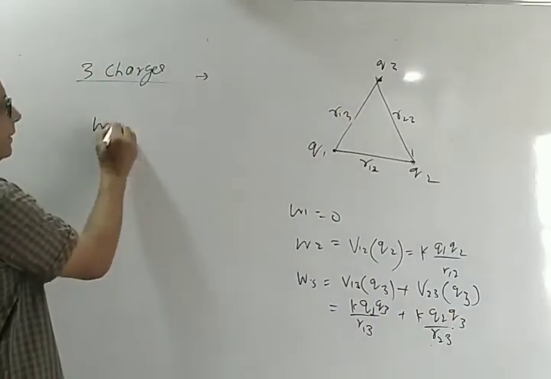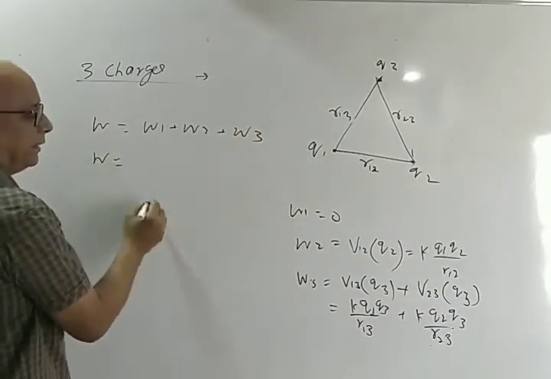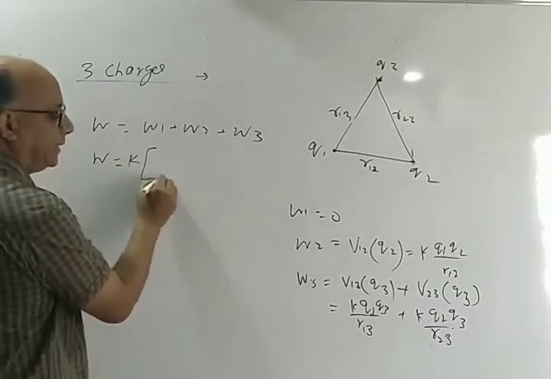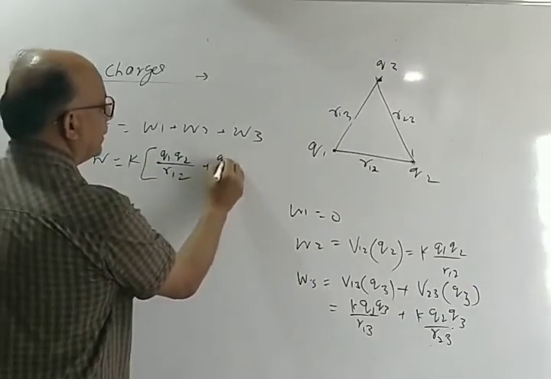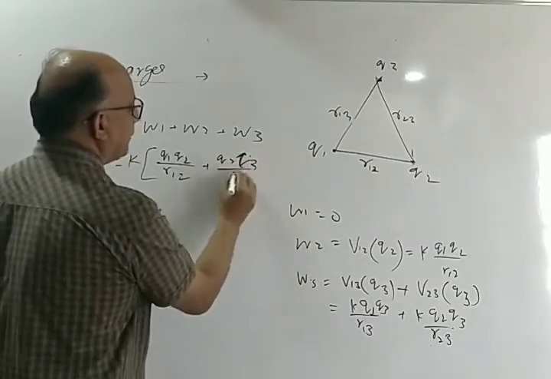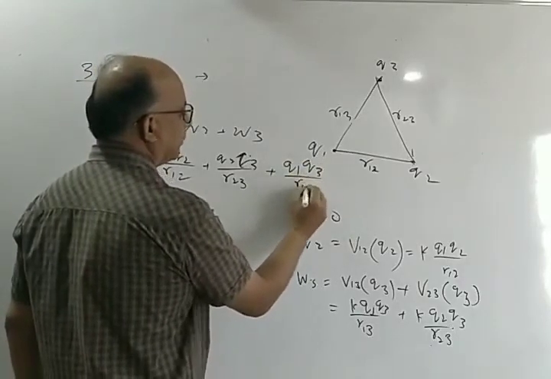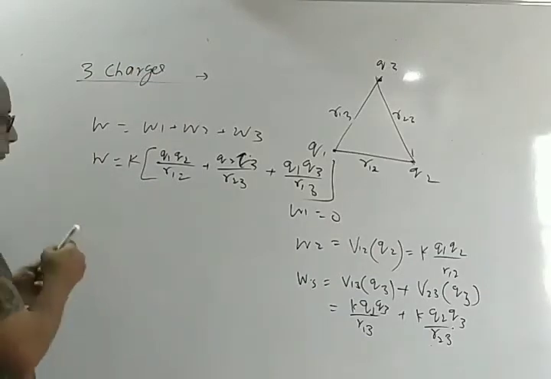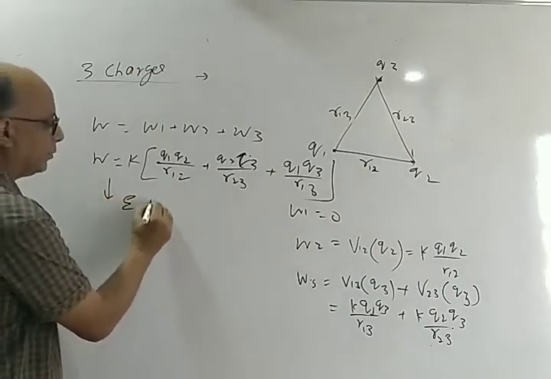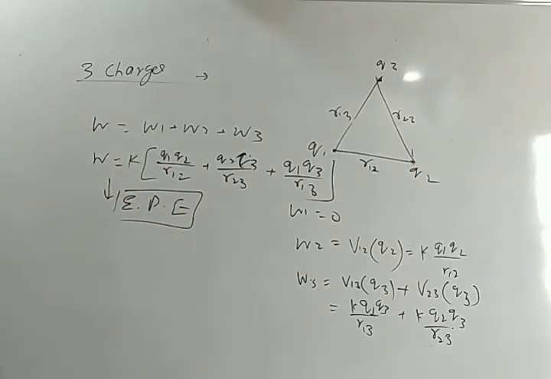So total work done is W1 plus W2 plus W3. If you add all three, you get K as common, times Q1 Q2 by R12, plus Q2 Q3 by R23, plus Q1 Q3 by R13. So this is the net work done, the total work done. This is the electric potential energy of the system of three charges. Electric potential energy of the system of two charges is K Q1 Q2 by R.